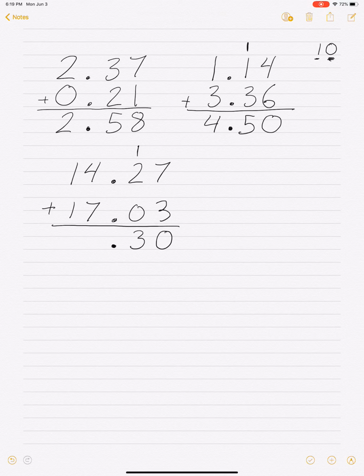4 plus 7 is 11. So here we have another regrouping situation. 1 goes on bottom and the other one goes to the next place value on top. So now we have 1 plus 1 plus 1, which makes 3. So our answer is 31 and 30 hundredths, or you could even say 31 and 3/10. Either would be correct. Another way of saying it in dollars and cents would be $31.30.